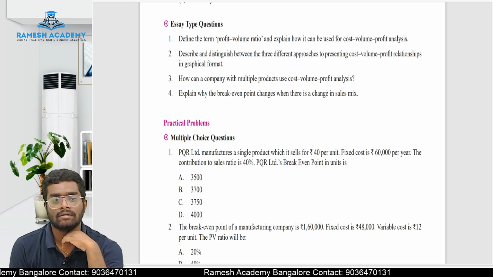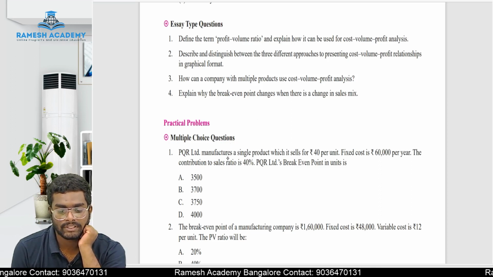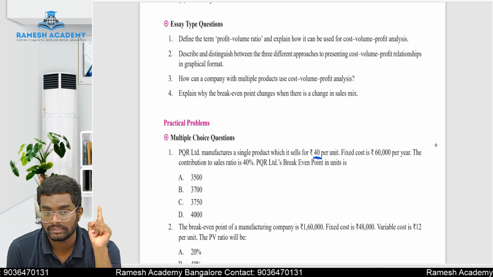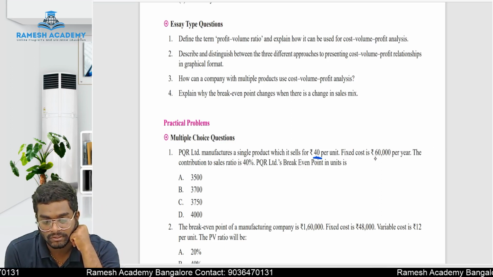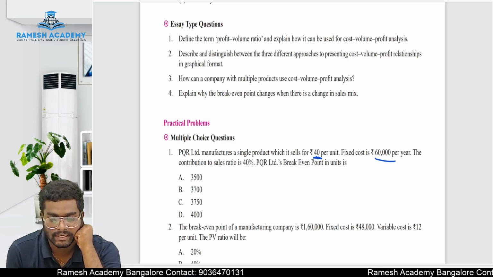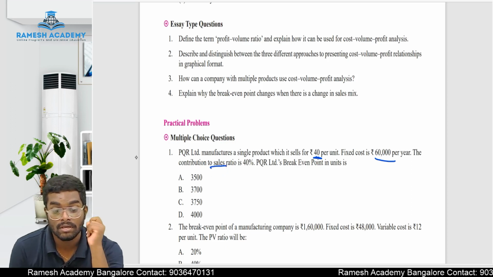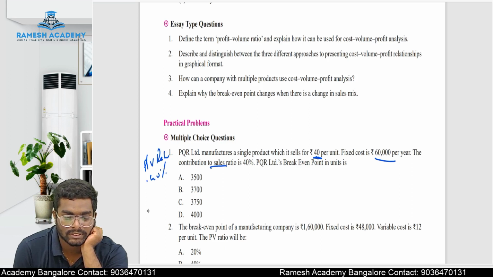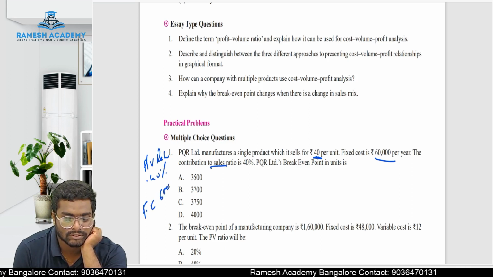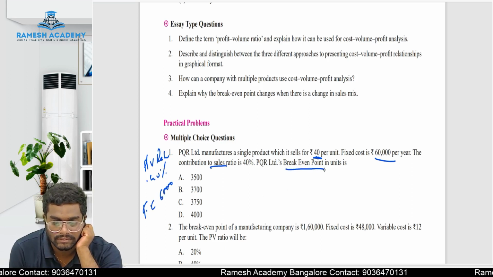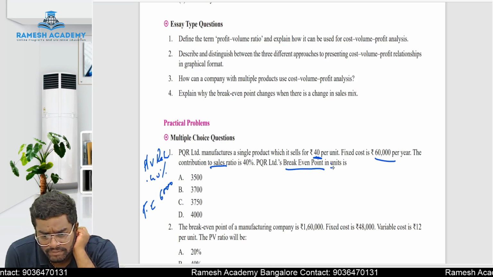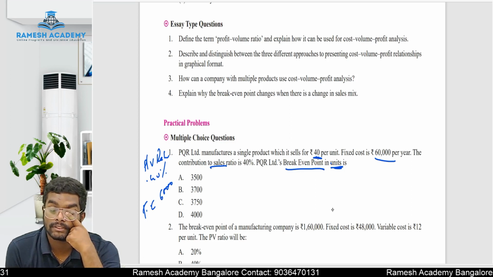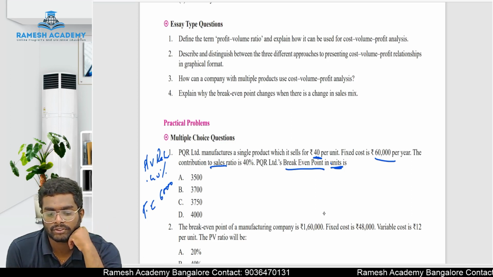So question number 1. So what are they telling? PQR Limited manufactures a single product and it sells for 40 rupees. Selling price is 40. Fixed cost is 60,000 per year, and the contribution to sales, which means the PV ratio, is 40%. Fixed cost is 60,000, and they are asking to find out break even in units. Simple. What is the formula for break even in units? Fixed cost divided by contribution per unit.